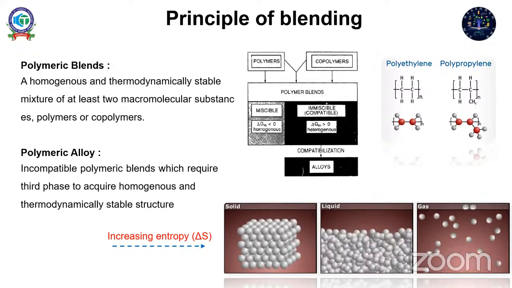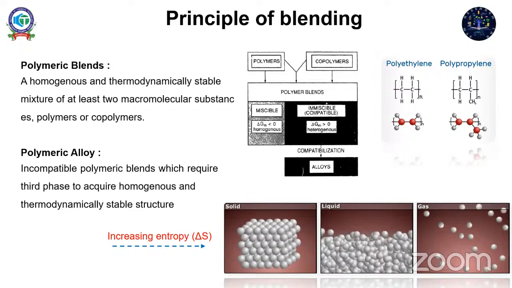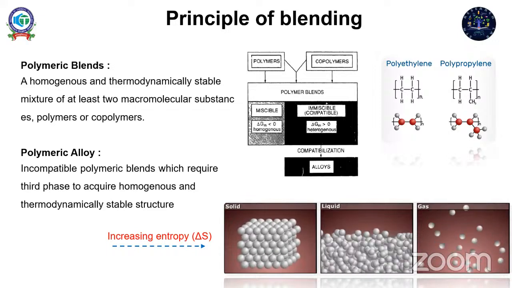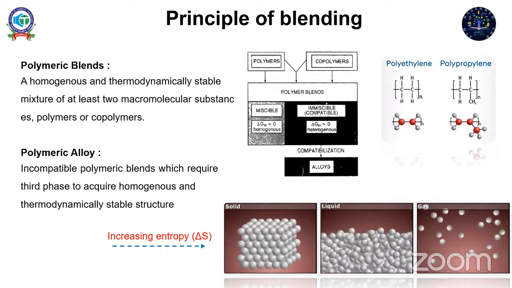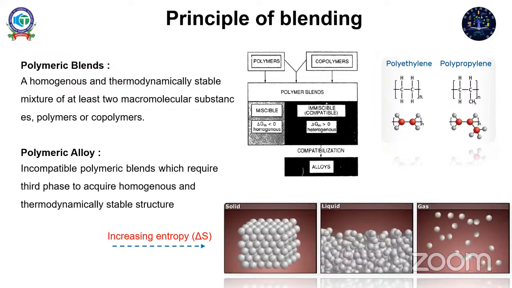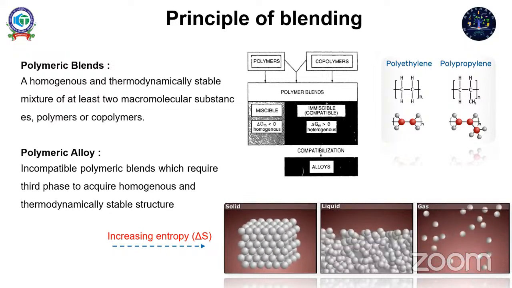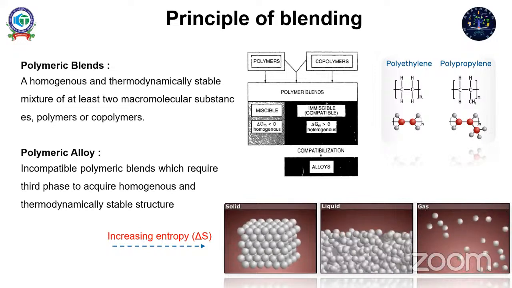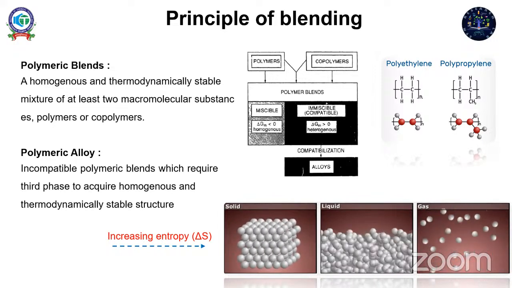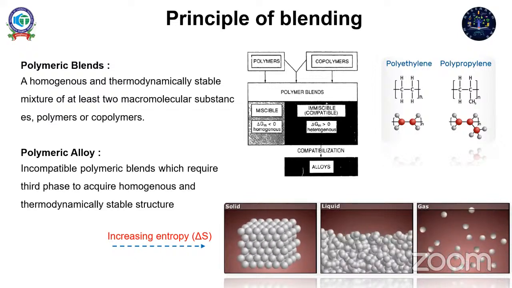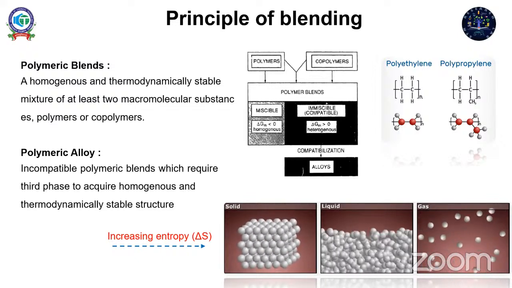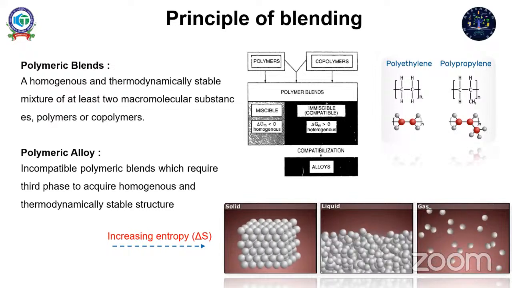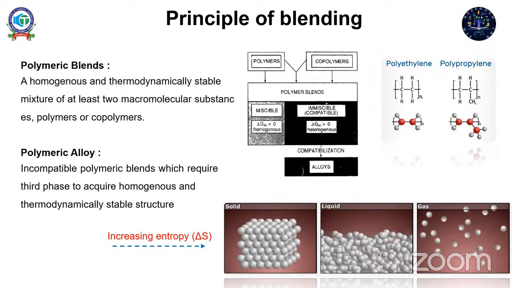That mixture is a homogeneous mixture, and it is also a thermodynamically stable mixture. Thermodynamically stable means that the Gibbs free energy of mixing of the system is less than zero. Just to brief you about what a thermodynamically stable mixture is. Now let's talk about what actually happens when you mix two different polymers.